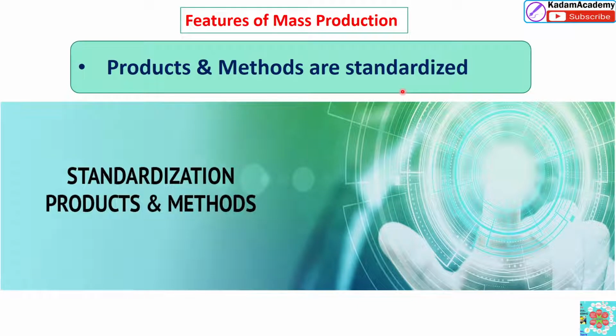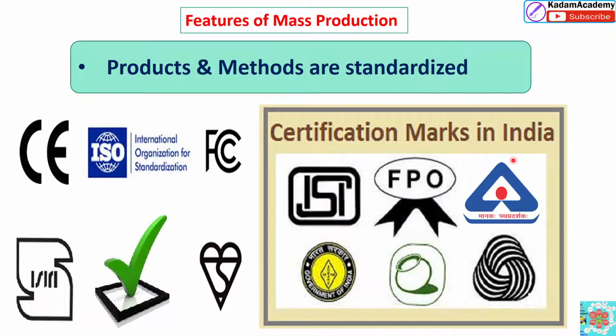The product and methods are standardized. Standardization of the product and methods is done. How can it be done? By different certification marks, standardization decided by Indian or international organizations for standardization, with different symbols for the different standardization authorities like ISI, or standardization decided by the Bureau of Indian Standards, BIS. These BIS standards are there. भारत सरकार गवर्नमेंट का स्टैंडर्ड है. These are the different symbols for the standards.